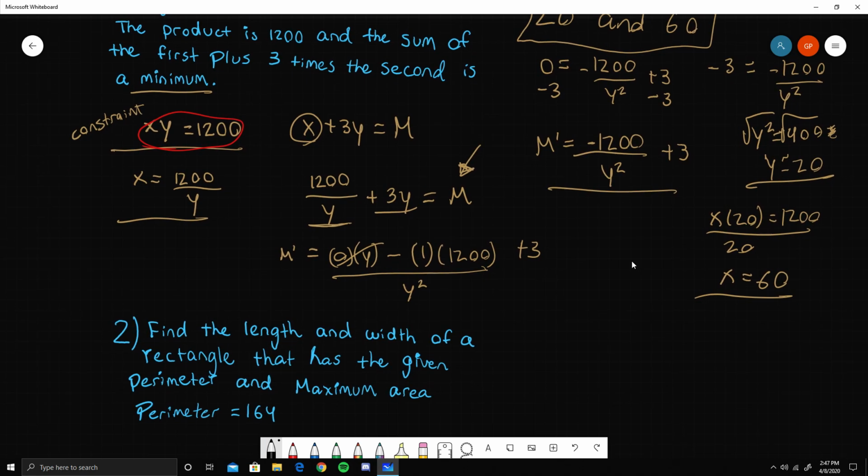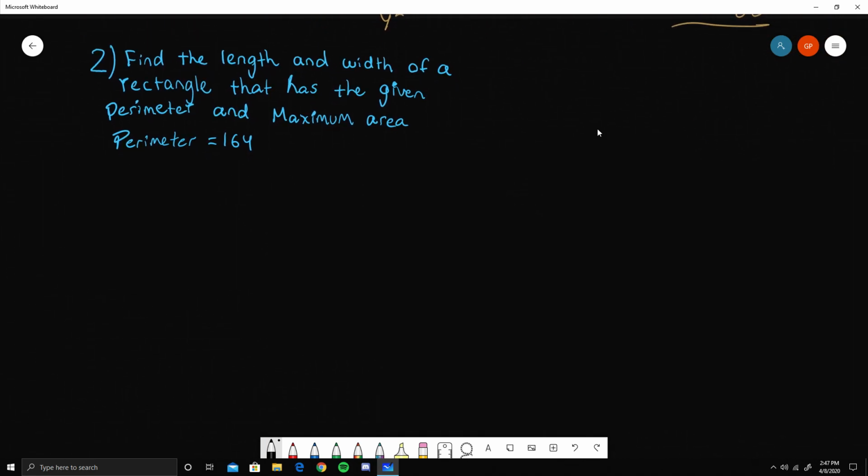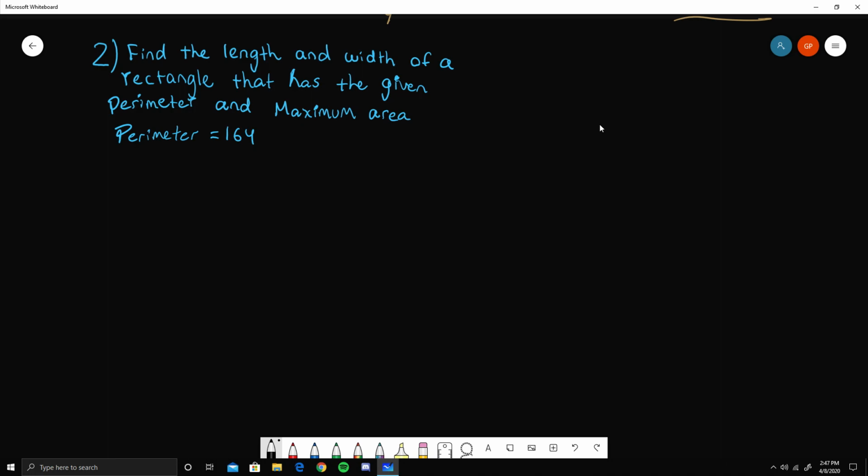Let's do another question. So this question says, find the length and width of a rectangle that has the given perimeter and a maximum area. So again, let's write down what we know. Well, we know that the equation for the perimeter is perimeter equals 2 times the length plus 2 times the width. And we know the perimeter, so we can write 164 equals 2L plus 2W. And the formula for the area of a rectangle is area is equal to length times width.